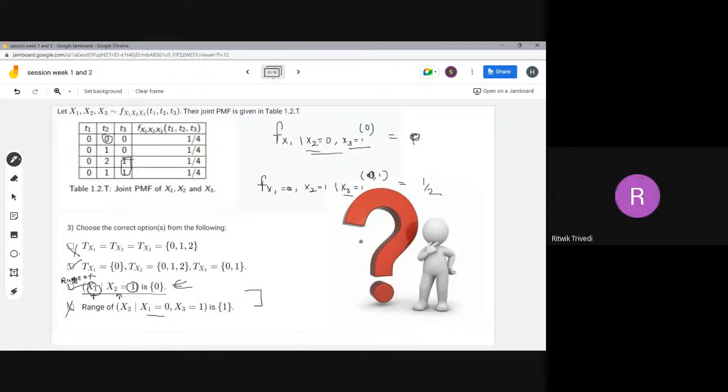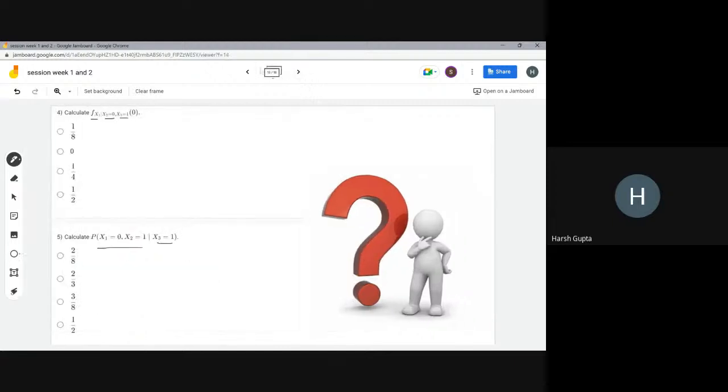No, sir. It's 1 by 4, I guess. 1 by 4 only. There is only one where all three conditions are matching. Or see, let's break it.